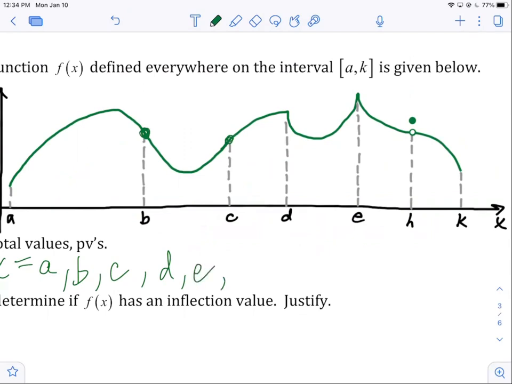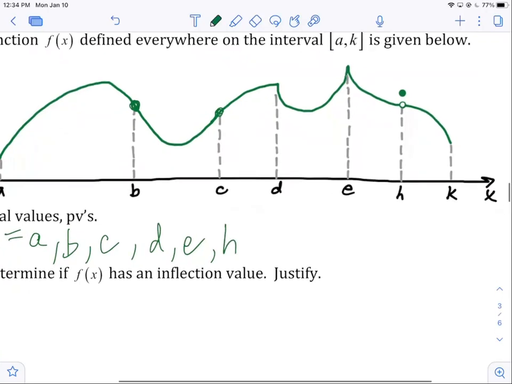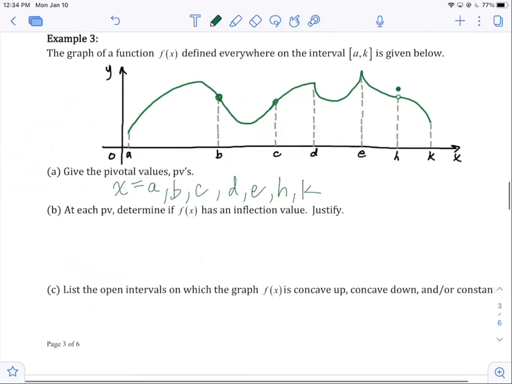What about H though? Is it in the domain? Yes. I see the dot. Is the derivative defined there? No. So will the second be? No. So H is a pivotal value. What about K? Yes. They're all pivotal values. Surprise. They're all pivotal values. Now remember, just like critical values are possible relative extrema, pivotal values are possible inflection values. PIV. It's in the game. It's in the name, actually.